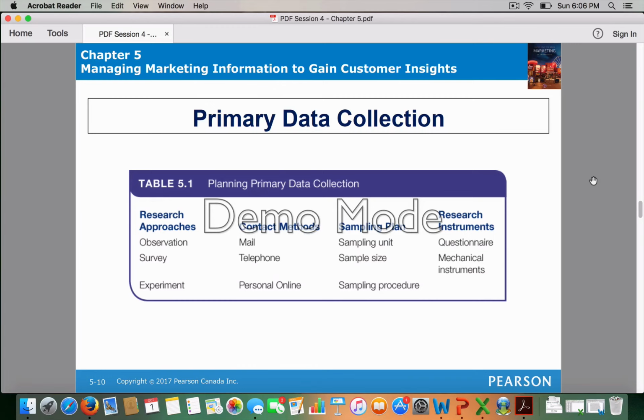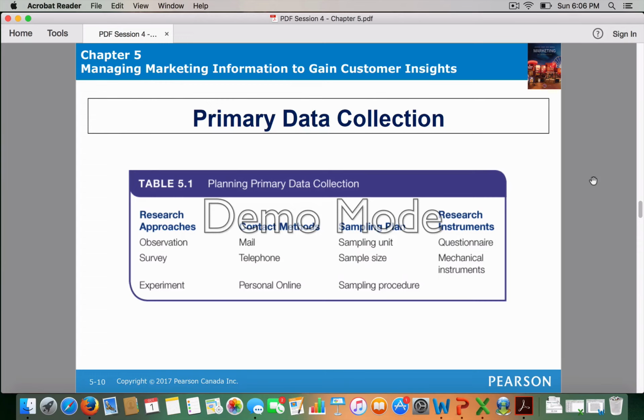And the last kind of research approach is experimental. You can conduct an experiment in a controlled environment where you test various things, usually for cause and effect relationships. You can play around with the various variables and see how people behave or respond. There are various contact methods. You can contact people via mail, telephone, or online. There are also other examples of contact methods.